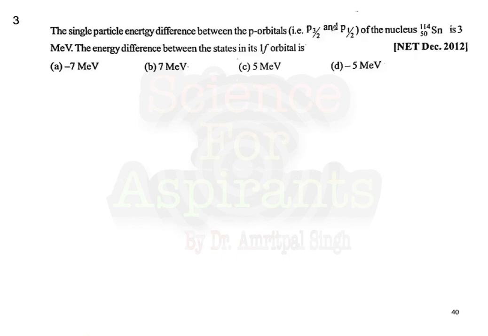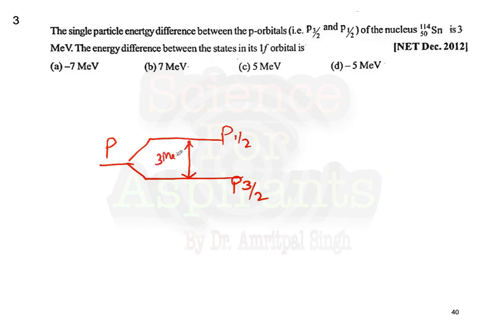So the next question is: the single particle energy difference between the p orbital of the nucleus is 3 MeV. What is the energy difference between the 1f orbital? So it is given that for the p orbital, this is 1p 3/2 and this is 1p 1/2. This energy difference is given as 3 MeV, and we have to find the energy difference between the 1f orbital. So f will be split into 7/2 and 5/2.